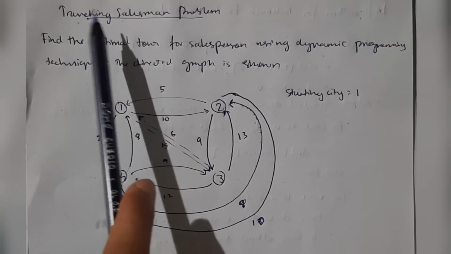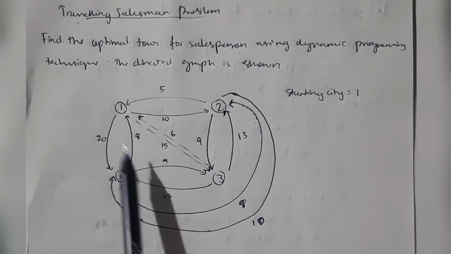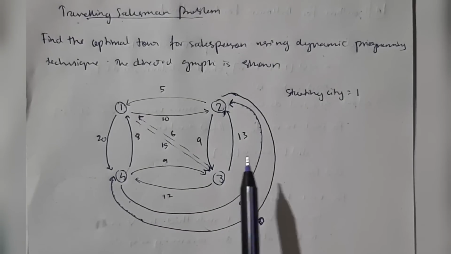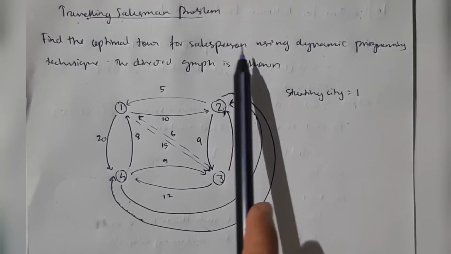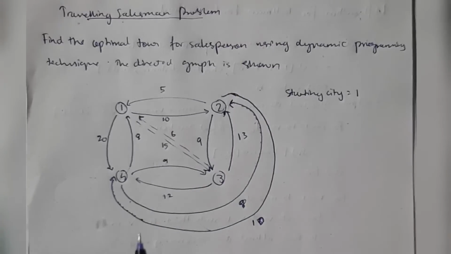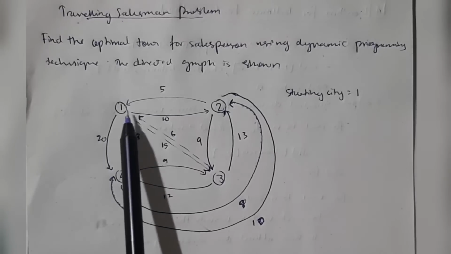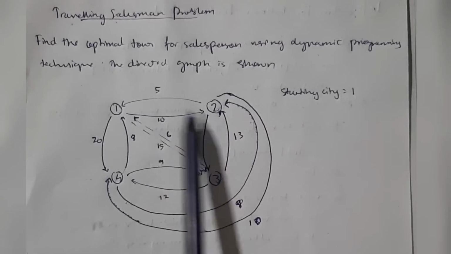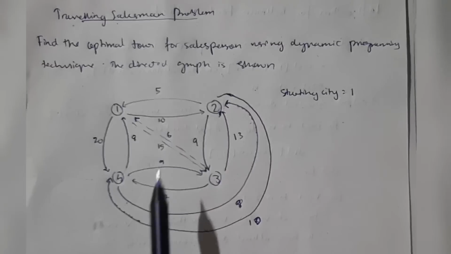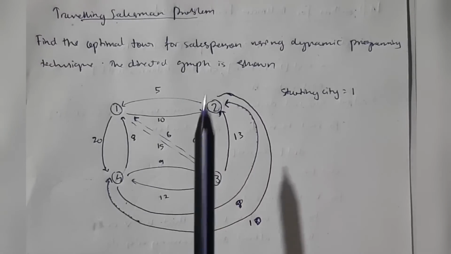Under the topic traveling salesman's problem, we have been given this graph, and we have been asked to find out the optimal tour for the salesperson using dynamic programming. Firstly, observe that all the vertices are connected by edges, and the weights are also given. So we have to find out the optimal tour for the salesperson.